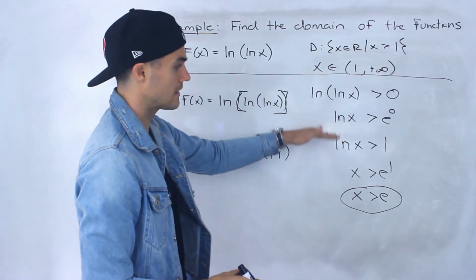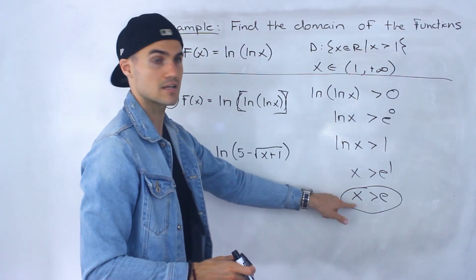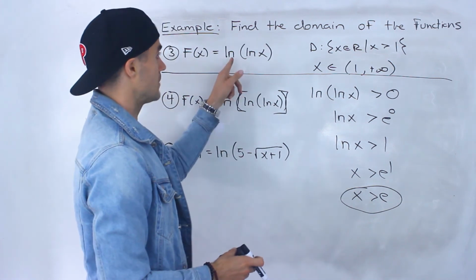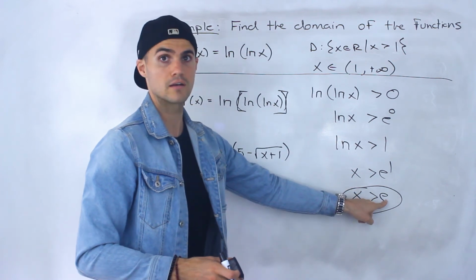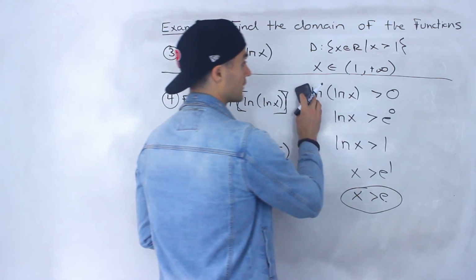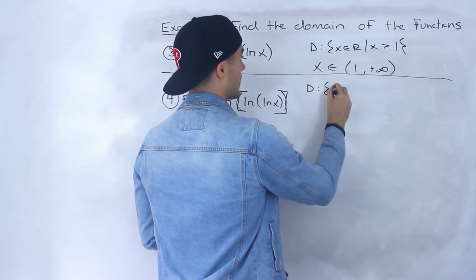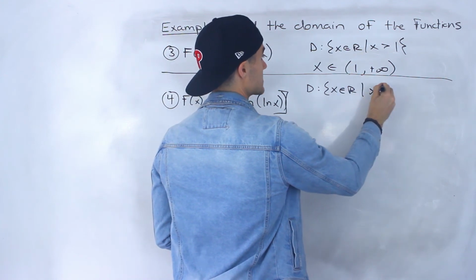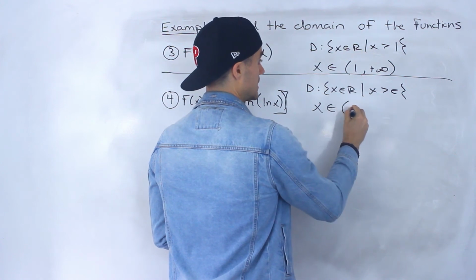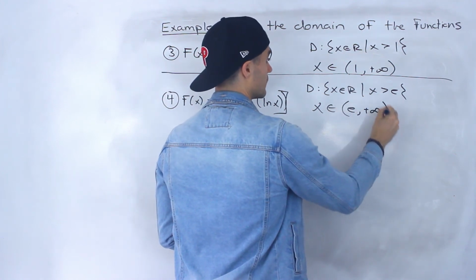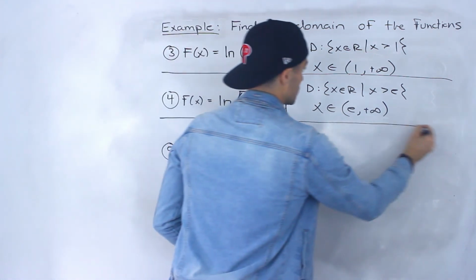So you want to keep applying that inequality rule until you get x by itself, until you get x isolated. So up here, x had to be greater than 1. This one's more restrictive. x has to be greater than that value e. So putting this in a nicer format, x has to be greater than e, or x has to be an element from e to positive infinity, like that. So that's the domain for the 4th function.